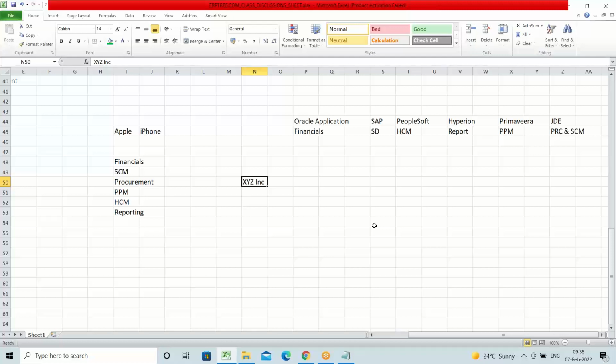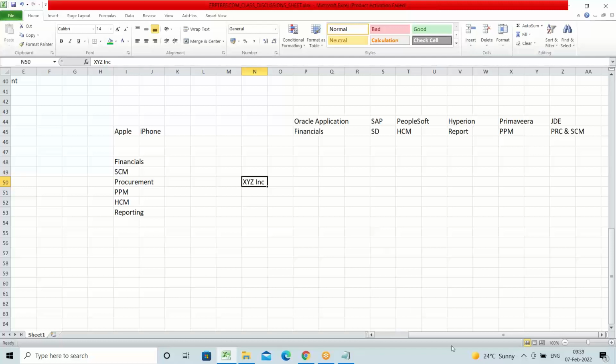Okay, taking finance from Oracle, taking SD from SAP, taking HCM from PeopleSoft, taking reports from Hyperion, taking PPM from Primavera, some procurement solutions from JD Edwards. Okay, JD Edwards. It is not easy. Taking them from different vendors and connecting those applications and using them, it will become a big challenge. That is the reason companies are looking for the solution where they can get almost all as a best. So that's what companies are looking.